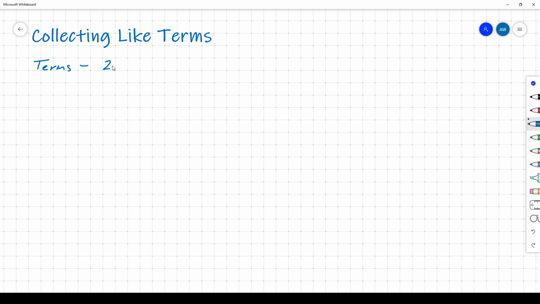We could have 2x, we could have 7 over x, we could have 3p, we could have minus 8y, we could have 5q squared, could have 10, could have minus 31, we could have x cubed, etc. So any one of those are terms.